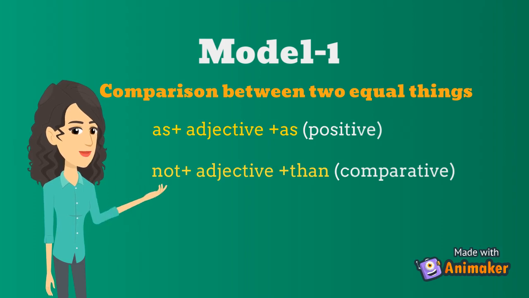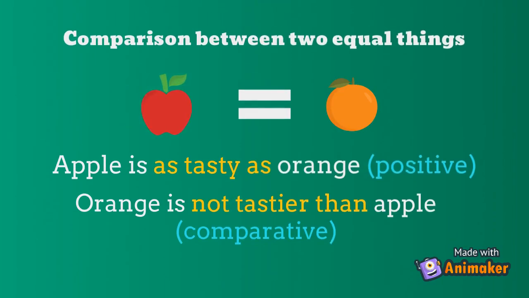When we have as plus adjective plus as in positive degree, we should change it into not plus adjective plus than in comparative degree. Now let's learn with an example. Apple is as tasty as orange. In this sentence, we have as tasty as, and we don't make any comparison. We just say both the fruits taste the same. So, it is positive degree.